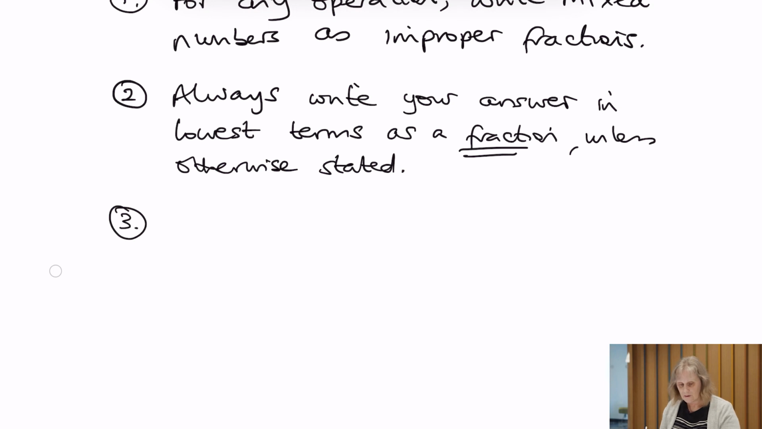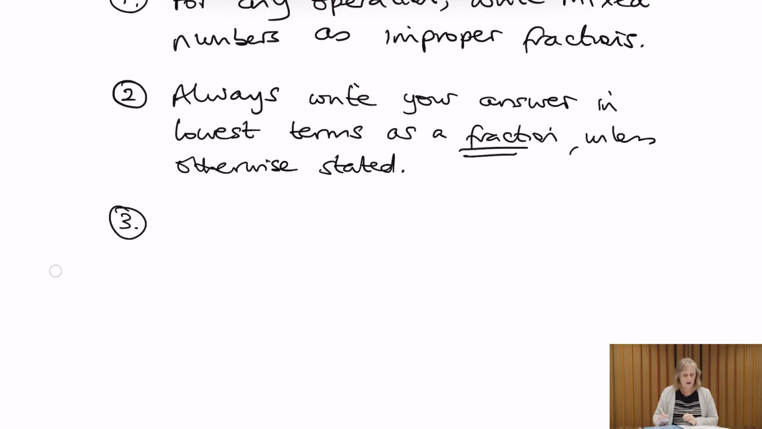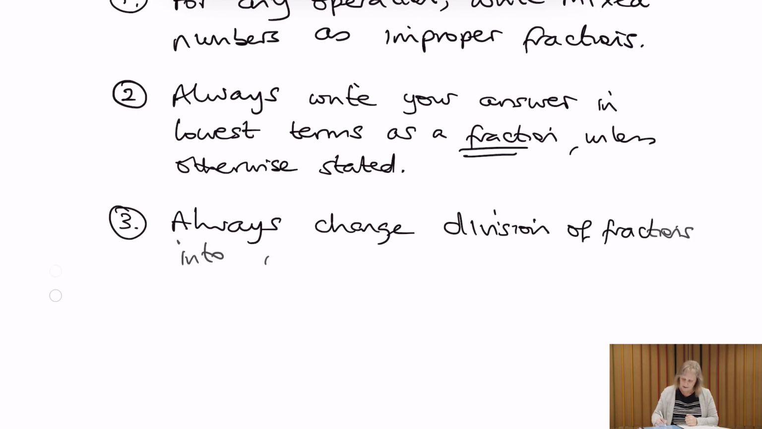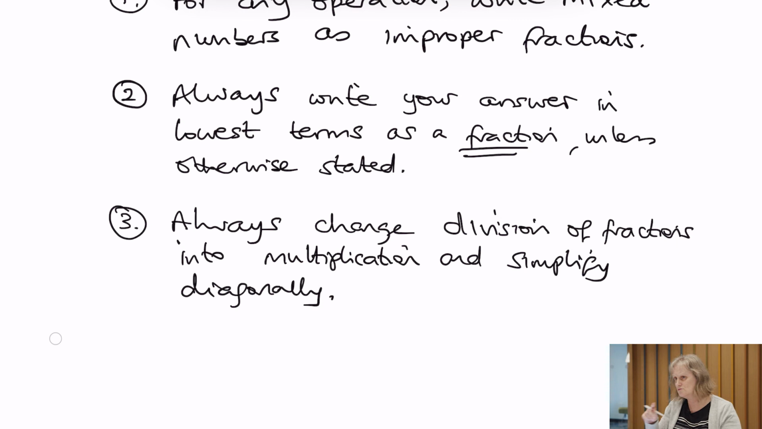So the third takeaway is, always remember that when you're dividing fractions, you have to change it into a multiplication and simplify diagonally, just to do it as quickly as you can. So always change division of fractions into multiplication and simplify diagonally. Sometimes you might see the terminology of cancel diagonally. I prefer to use simplify, but you can see that.